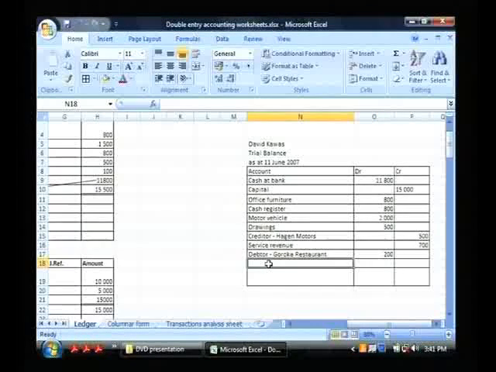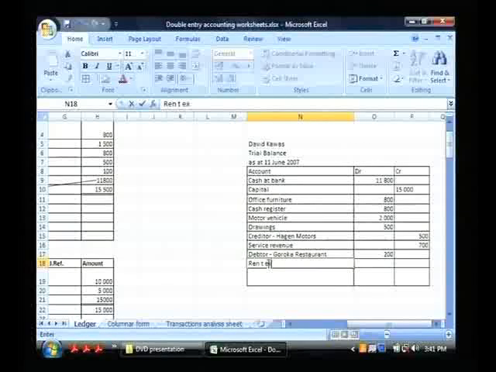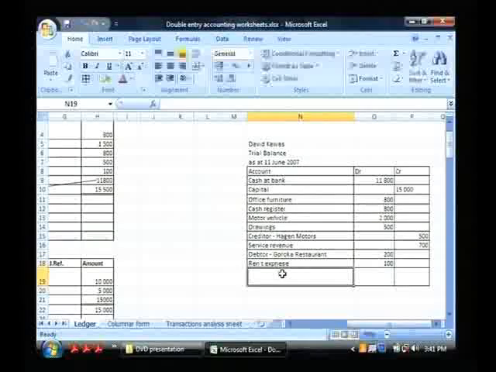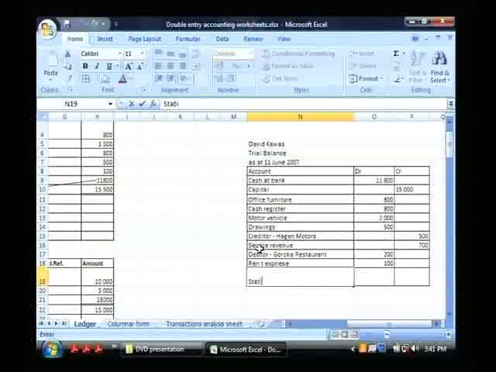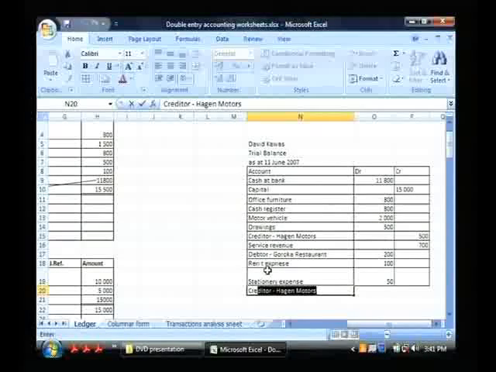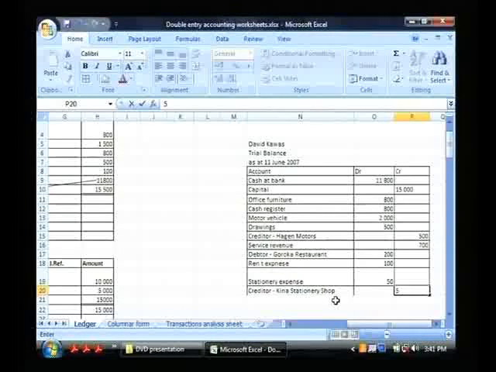and then a rent expense account shows 100 kina debit balance, and then stationery expense account shows 50 kina debit balance, and the last one, creditor Kina stationery shop, it shows 50 kina credit balance.